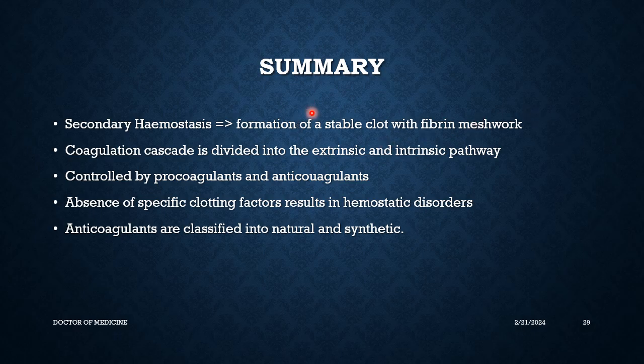Okay, so it's extrinsically located. The two pathways we mentioned are controlled by the action of procoagulants and anticoagulants. Examples of procoagulants: we mentioned thrombin, and all the clotting factors. The most important ones were fibrinogen, and we also mentioned prothrombin and thrombin.